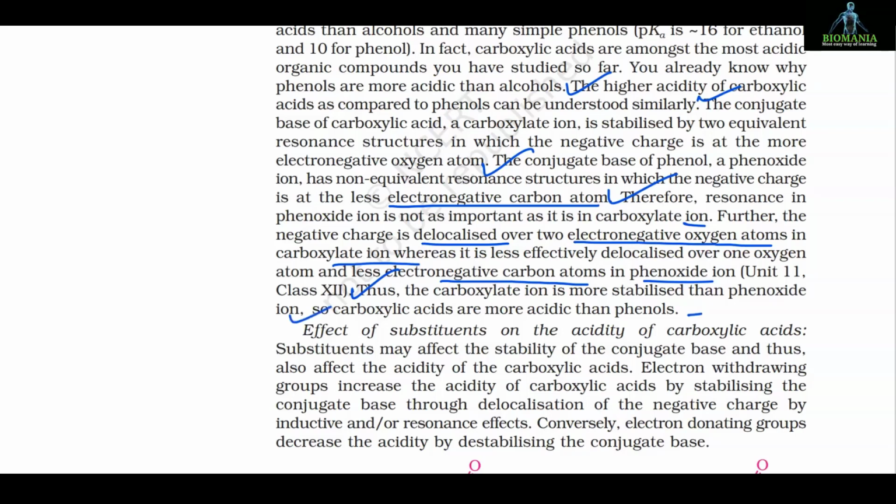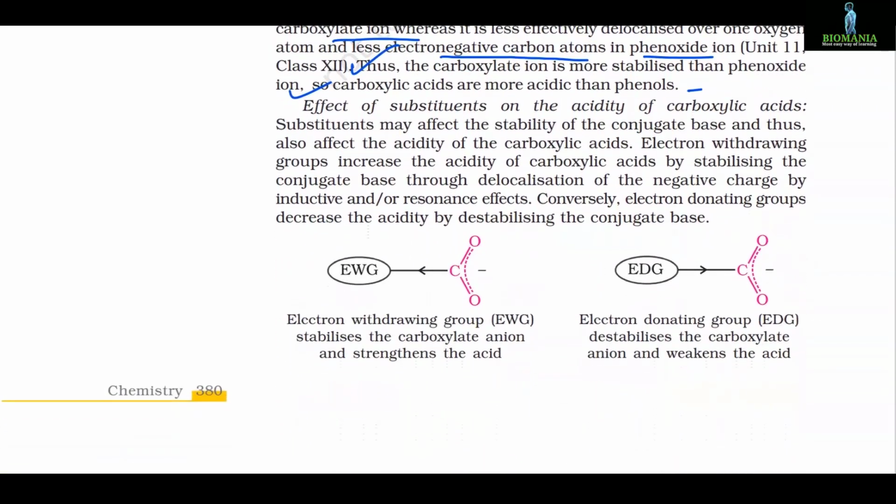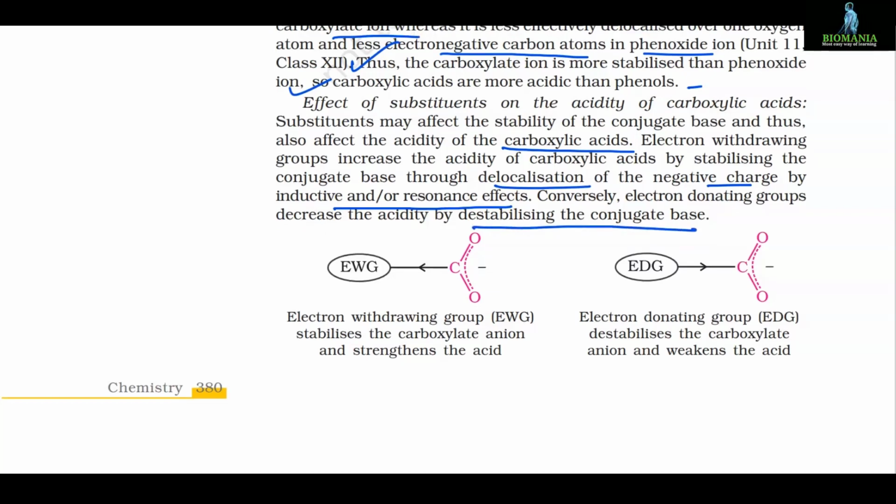Effects of substituents on the acidity of carboxylic acid. Substituents may affect the stability of the conjugate base and thus also affect the acidity of the carboxylic acids. Electron withdrawing groups increase the acidity of carboxylic acids by stabilizing the conjugate base through delocalization of the negative charge by inductive and/or resonance effect. Conversely, electron donating groups decrease the acidity by destabilizing the conjugate base.